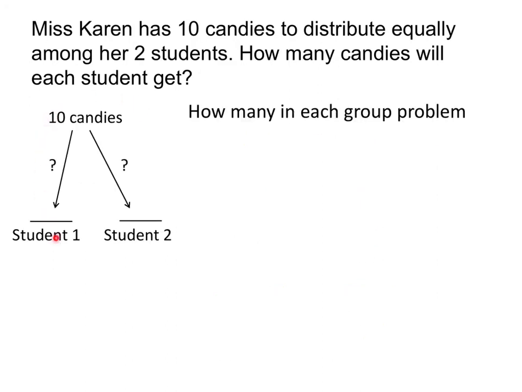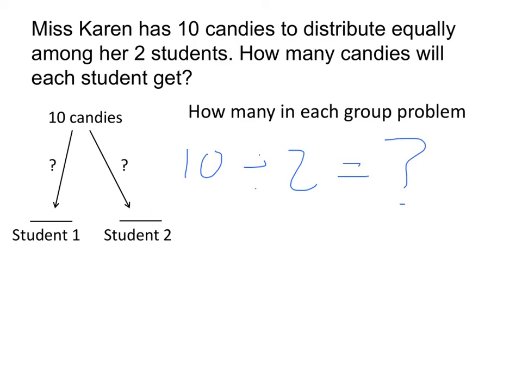So here's a cleaned up version of that picture, and because our unknown is in the middle, we don't know how many are in each group, so this is a how many in each group type of problem. So to solve this, we're going to take our total number of items, 10, and divide it by the number of groups, which is 2, and that's going to give us our number of items in a group.